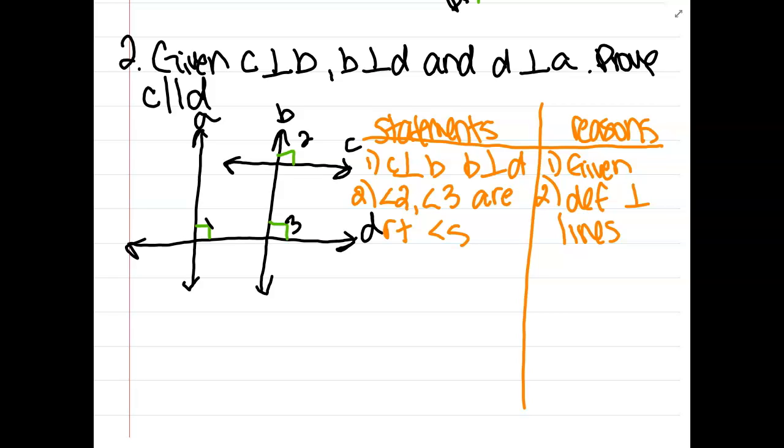Yeah. So I could go ahead and say, okay, C is parallel to D. Which of my theorems today says that if I have two lines that are perpendicular to the same line, then the lines have to be parallel?